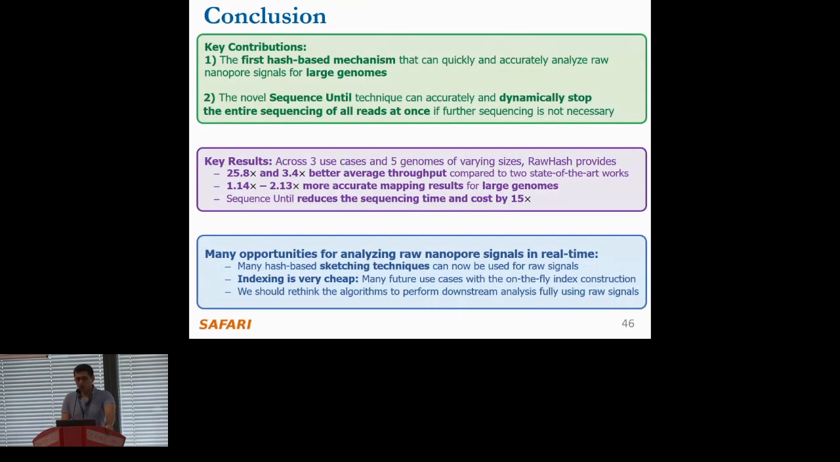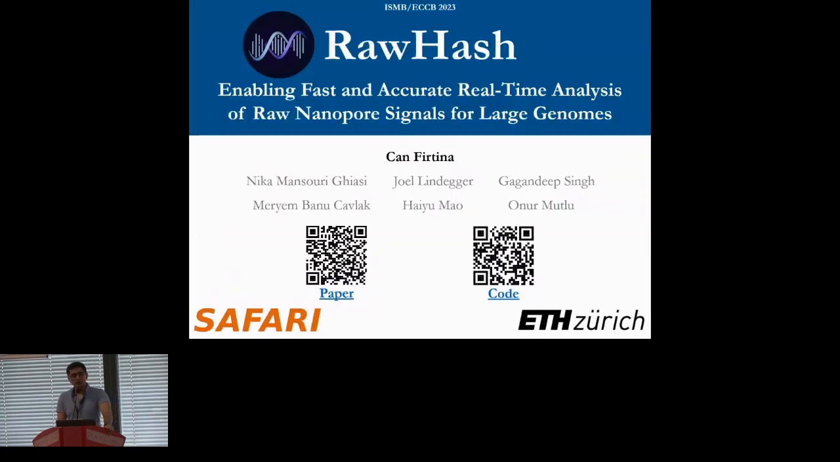We believe that there are many opportunities ahead for analyzing raw nanopore signals in real time. For example, we can now use many existing hash-based sketching techniques for raw signals, now that we can use hash values to identify similarities between them. Indexing in RawHash is very cheap. This means that there can be many new use cases by enabling on-the-fly index construction. In general, we should rethink the algorithms to perform downstream analysis fully using raw signals without necessarily basecalling them, to use their richer information and reduce the analysis latency, sequencing time, and cost. With that, I'll conclude my talk, and I'm happy to take questions.